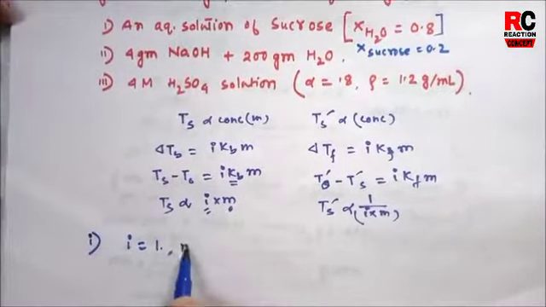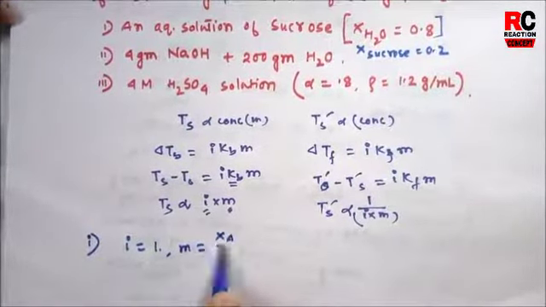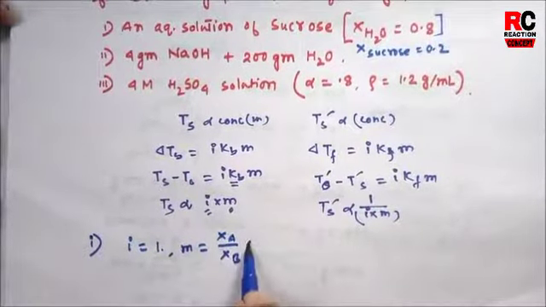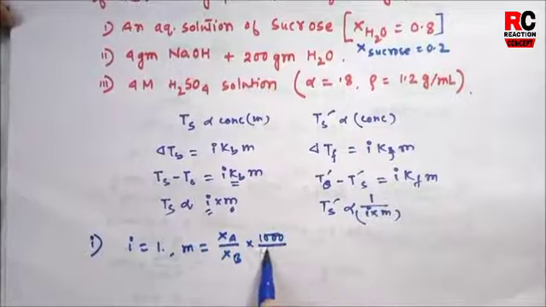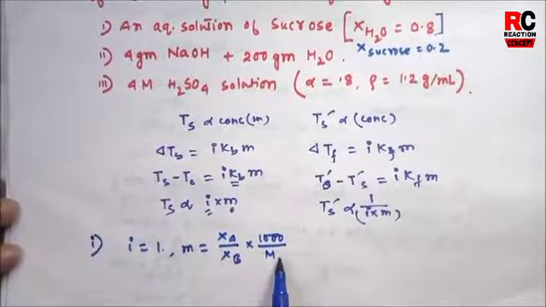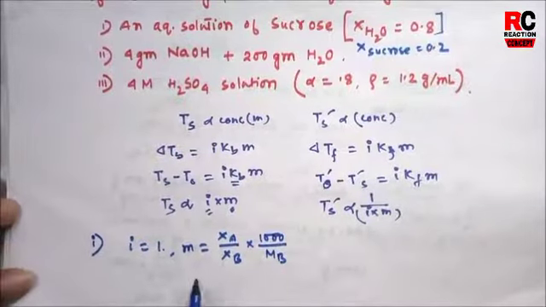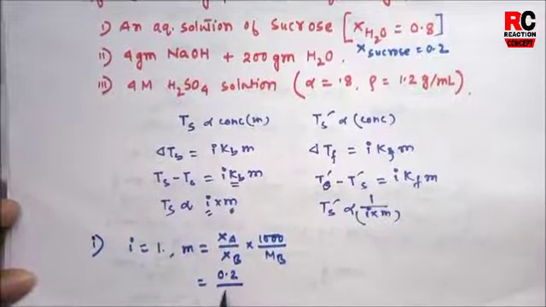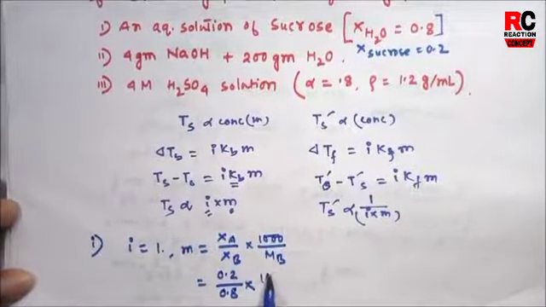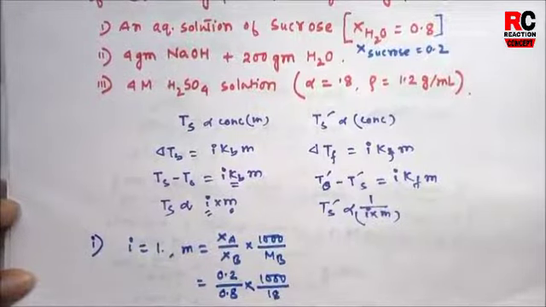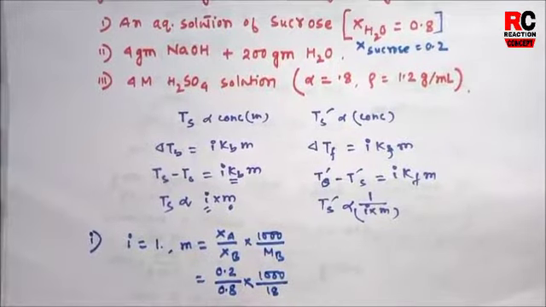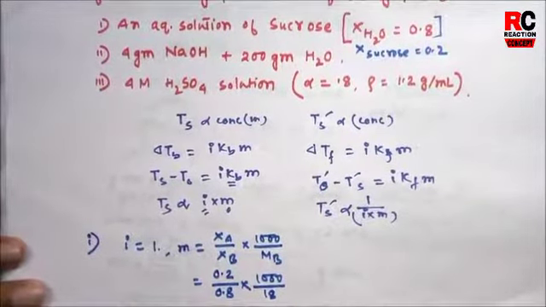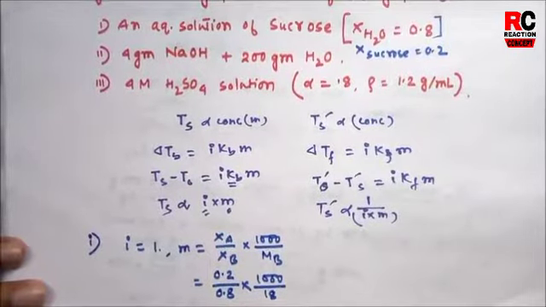Okay, and the molality of the solution would be the mole fraction of the solute divided by the mole fraction of the solvent, into 1000 divided by the molar mass of the solvent. So the mole fraction of solute is 0.2, the solvent is 0.8, 1000 divided by 18. So it will be 13.8. So i into m value for the first solution is 13.8.